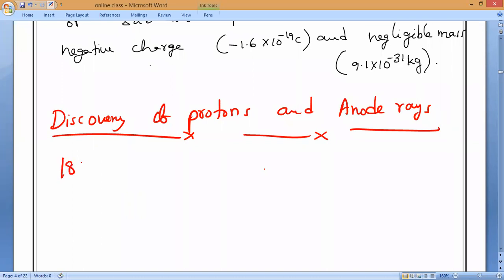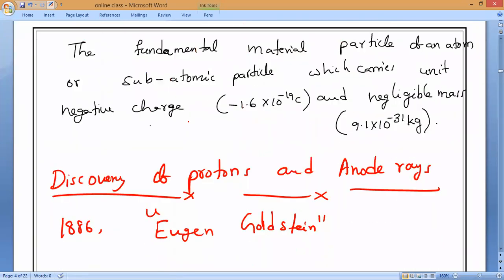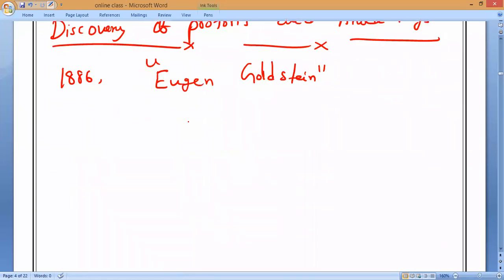1886, a German scientist called Eugen Goldstein performed an experiment. Mr. J.J. Thomson, what is the tube called? Anybody? J.J. Thomson, what tube? Discharge tube, or cathode tube, we can say.